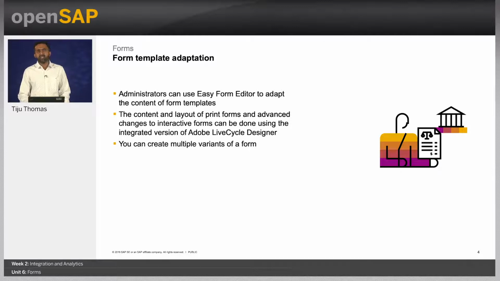For example, changing the position of title or logo, adjusting the visibility of columns, change column order, column headers can be easily done via Adobe Lifecycle Designer. It also supports multi-language text. This means you could have different languages displayed in a single form itself.